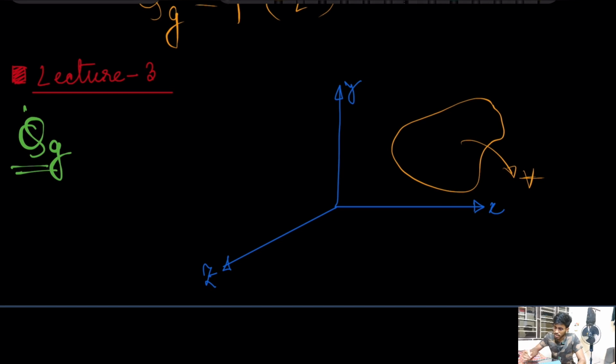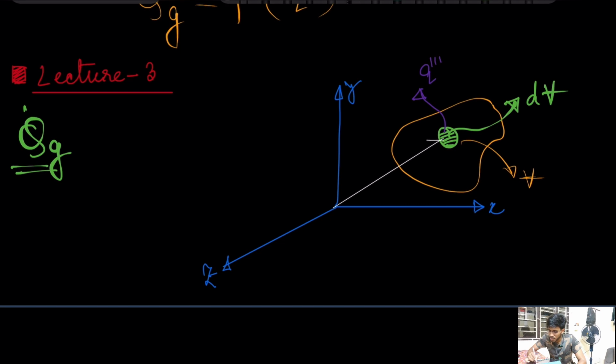What is the funda here? We have an elemental small volume dV, and there we have the heat generation rate q triple prime, which is the heat generation rate per unit volume. This q triple prime is a function of the position vector of this elemental volume dV, and the time. Nothing else.